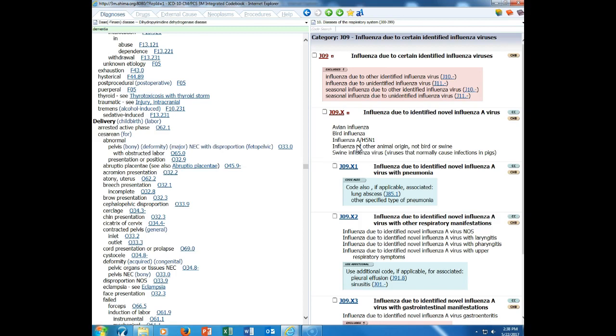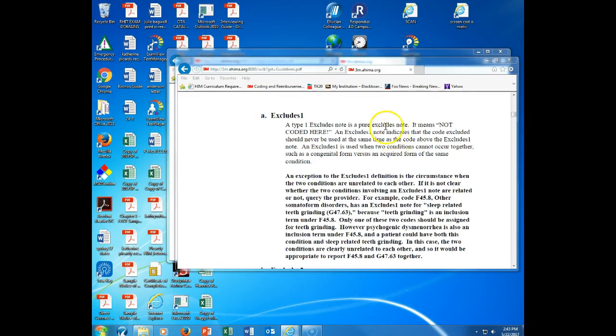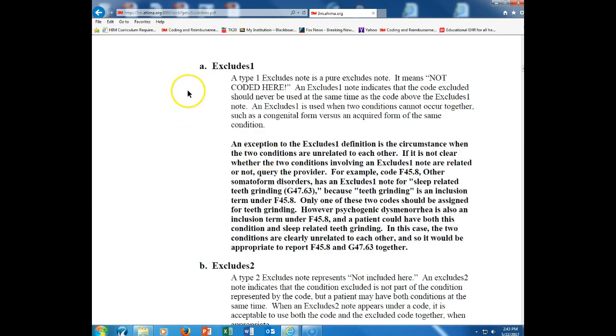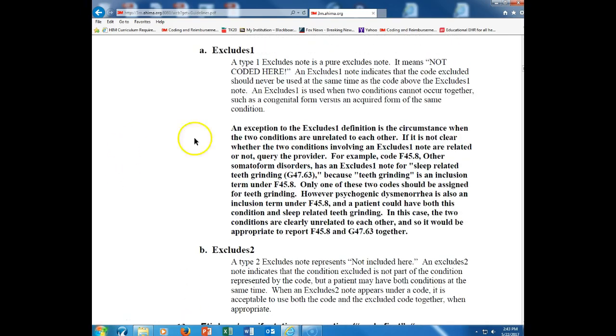Then we have excludes notes. Now with excludes notes, there are two types of excludes notes. Each of them has a different definition, but they're similar in that they indicate codes that are excluded from each other and are independent of each other. We're talking about an excludes 1 and an excludes 2. Now I want to go back to the coding guidelines, because you remember when we were looking through the coding guidelines, we identified that excludes 1 had updated information. So this is in addition to what's in your textbook.